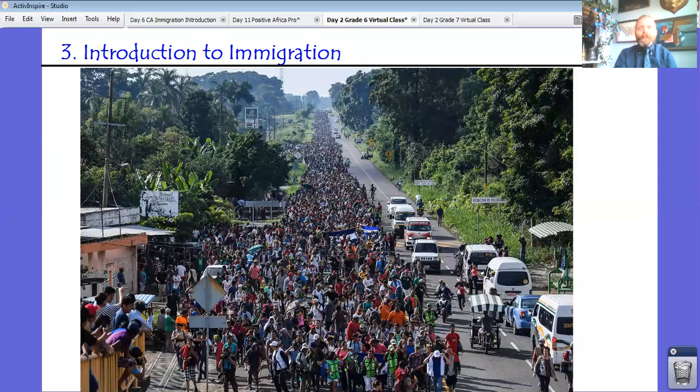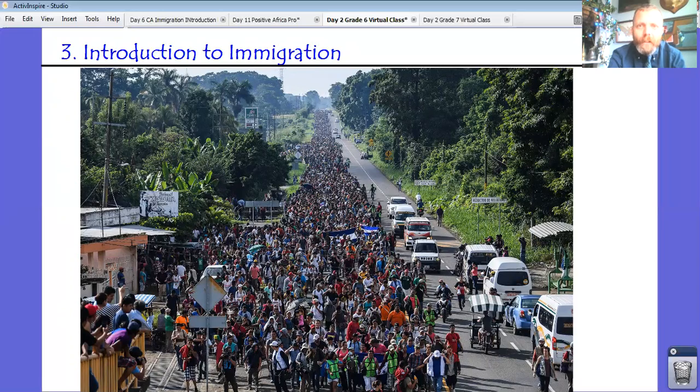All right, moving on to today. So when we last left off, these pictures hopefully are a little bit familiar. We were talking about immigration, specifically immigration from Central America to the United States. And we looked at some pictures. These are some examples of those pictures.